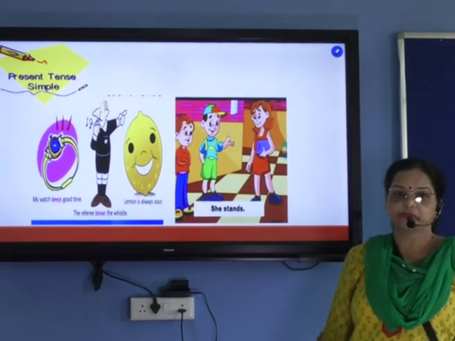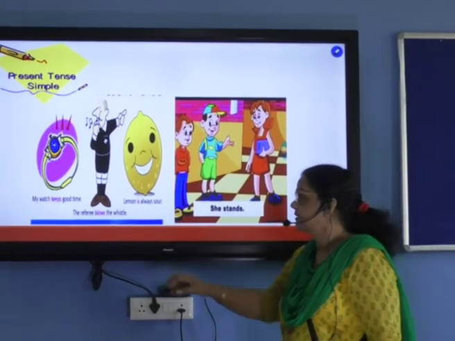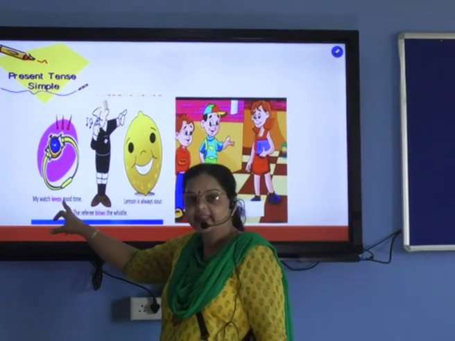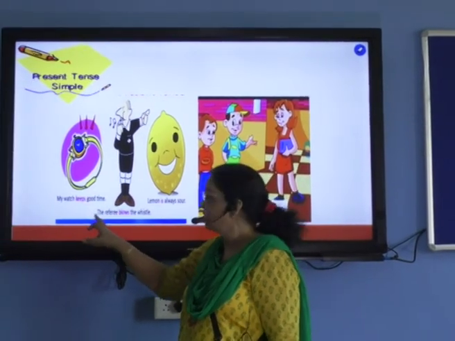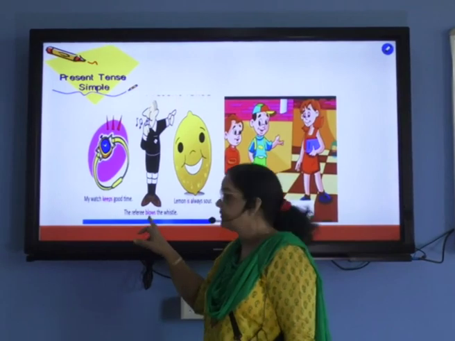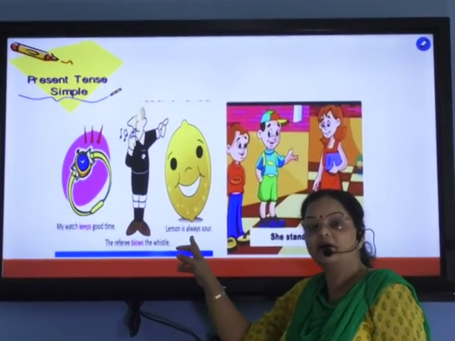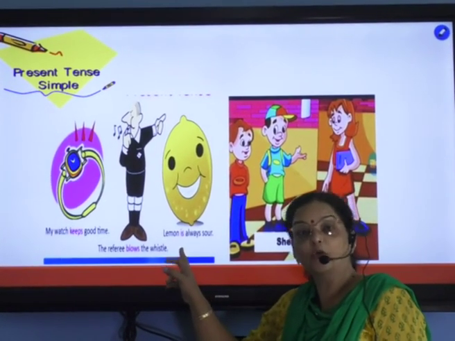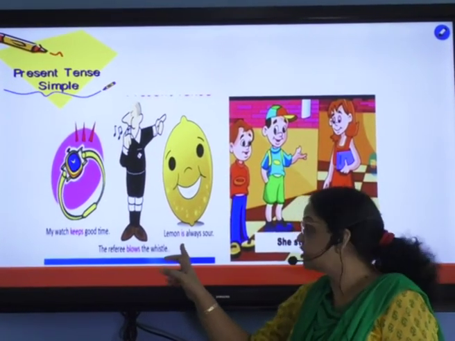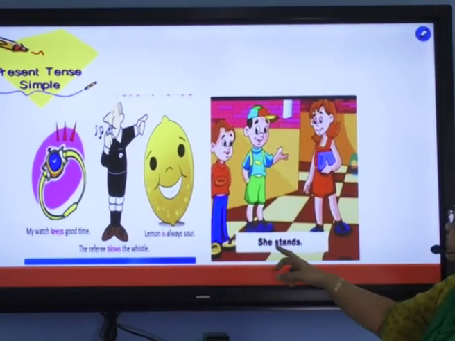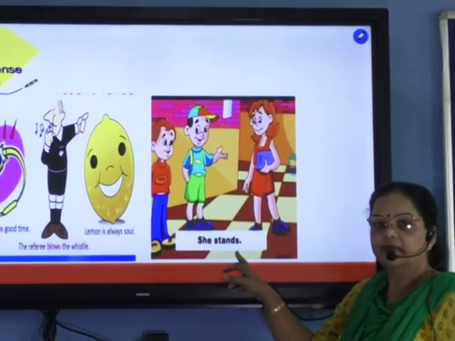So what do you note? Have you noted anything? Yes. There is the use of S with the verb, keeps. Then there is blows. Then there is only "is", a helping verb. There is no main verb in this sentence, so this is a to be structure sentence. So this is called to be. Then she stands, S.